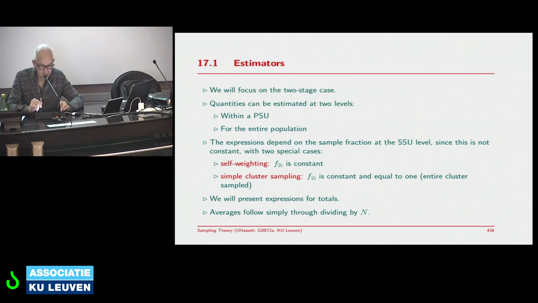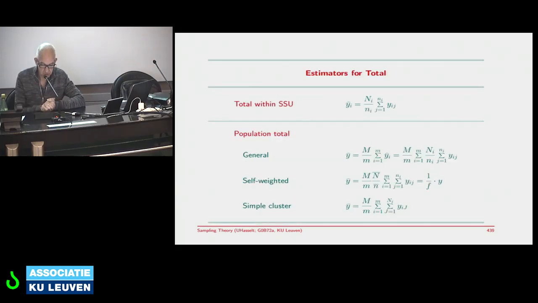Quantities can be estimated within a primary sampling unit, for example, within a town, and it's not that you can do it, you actually have to do it, even if you're not interested in it, because they're a vehicle to get to the entire population, which is the second goal. As I said, the expressions depend on the method that you use. For example, with self-weighting, at the second level, the sample fractions are constant. The F2i's are actually just F2. In simple cluster sampling, we go one step further, and they're equal to 1. And then things are a little simpler, but that's not always what we do.